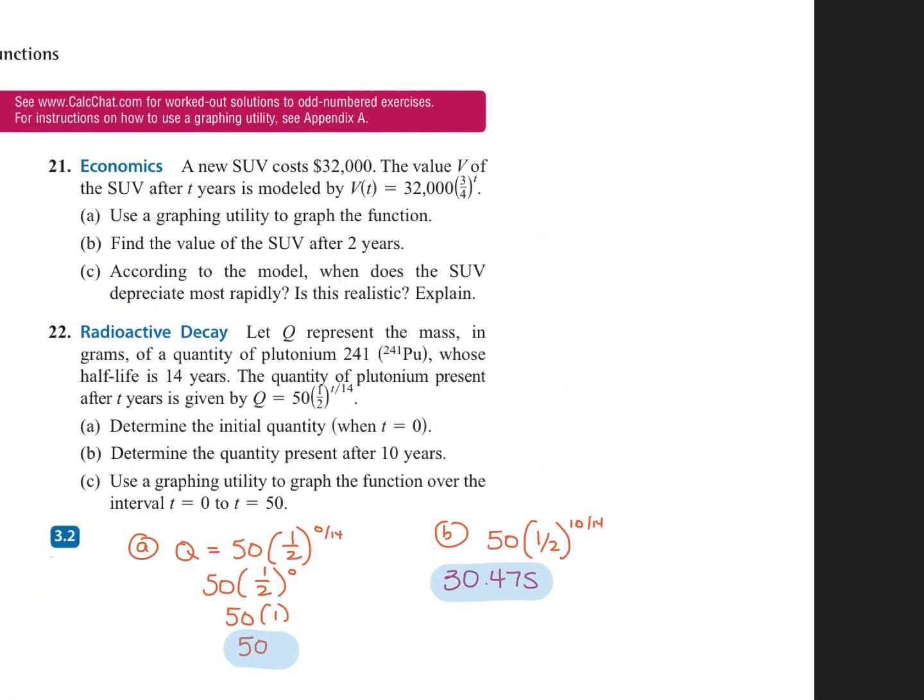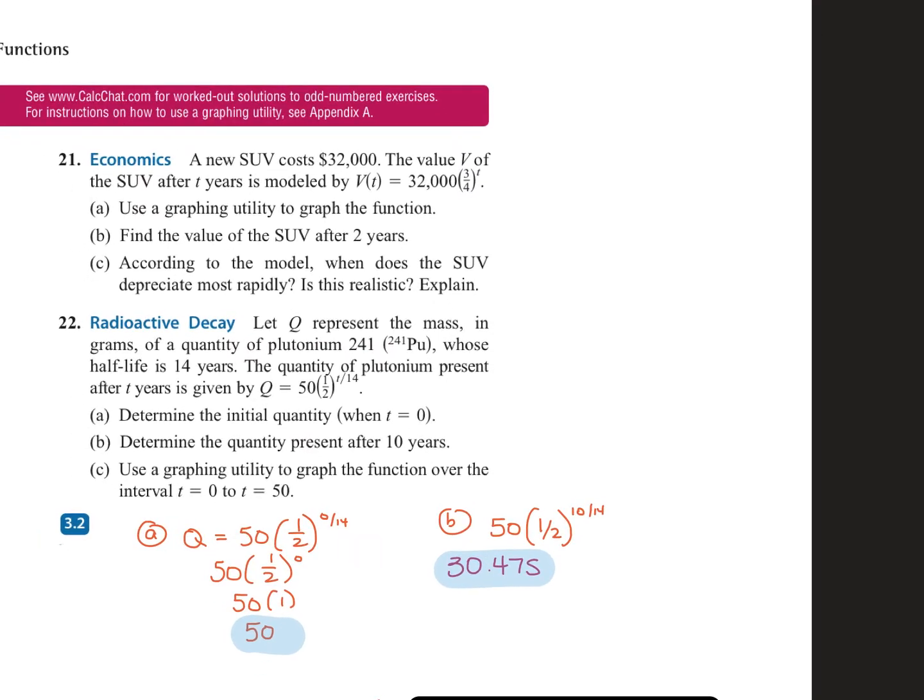No, these aren't interest problems, right? So the 21 says, I know it's blurry, a new SUV costs $32,000. The value V of the SUV after 2 years is modeled by an equation. Use the graphing utility to graph the function, so you won't have to do that. You won't be graphing it. But then B says find the value of the SUV after 2 years. So this just means T is 2.